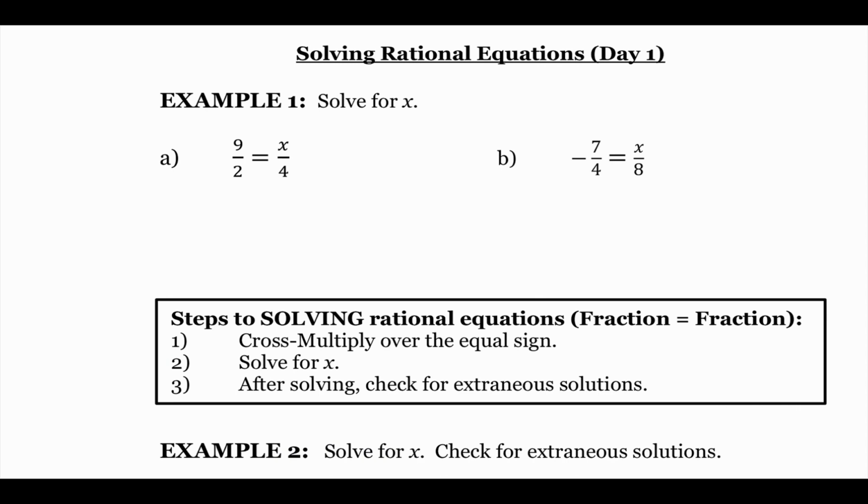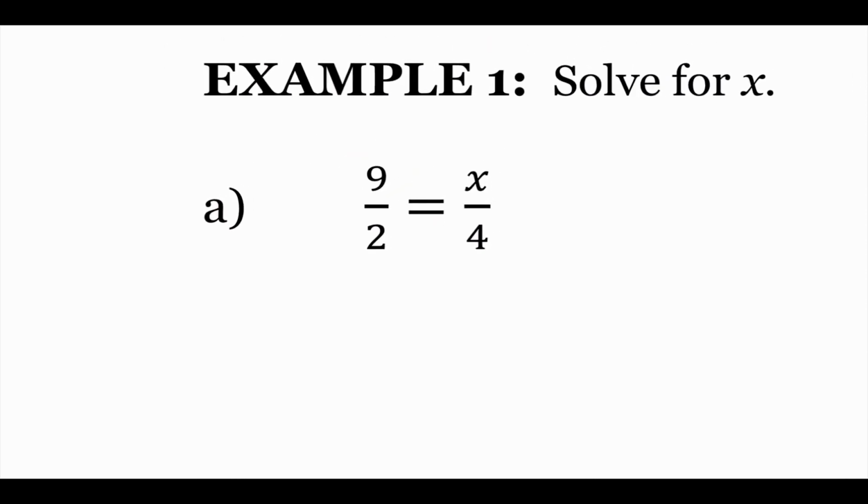When we have two fractions equal to each other, it's called a proportion. There are a couple of different ways to do it, an easier way and a different way. I'm going to do both. If two fractions are equal to each other, they have to be exactly the same, like 1/2 and 2/4.